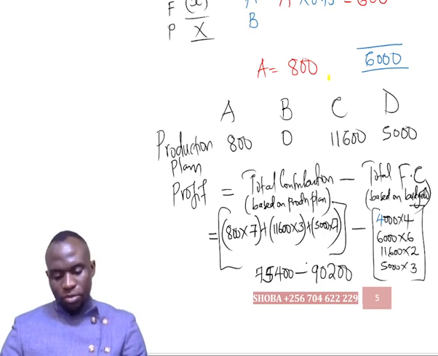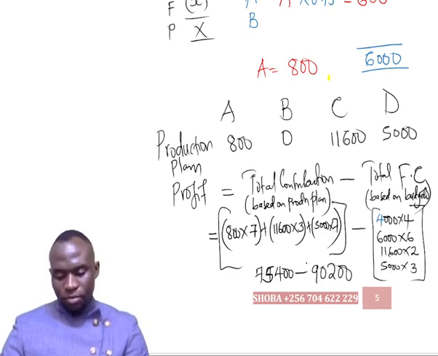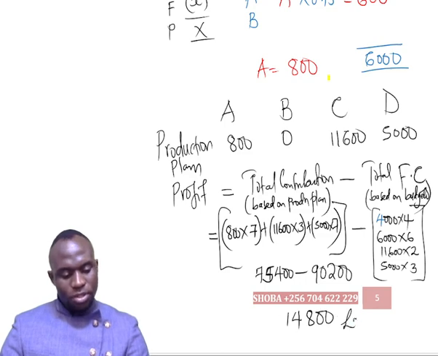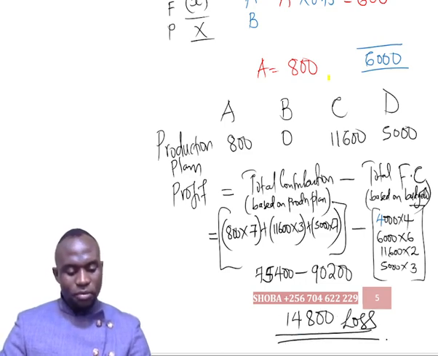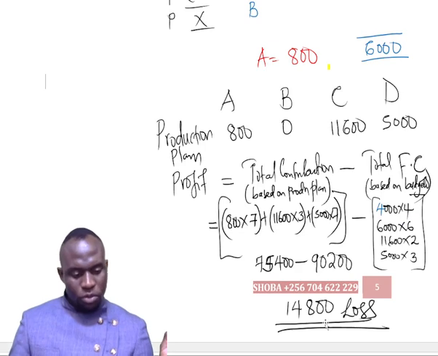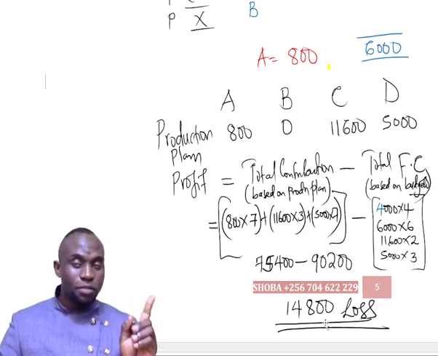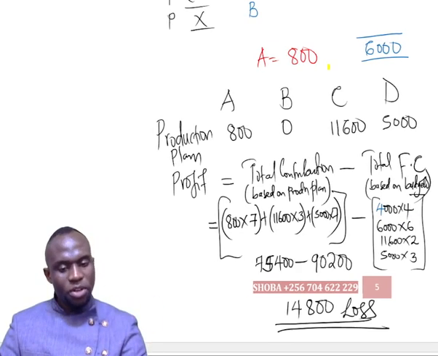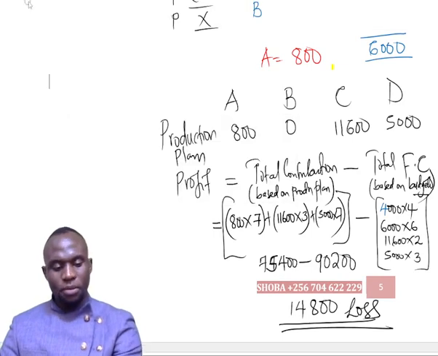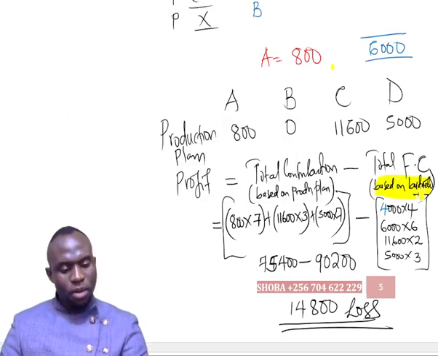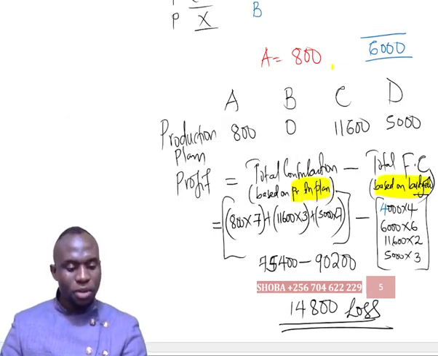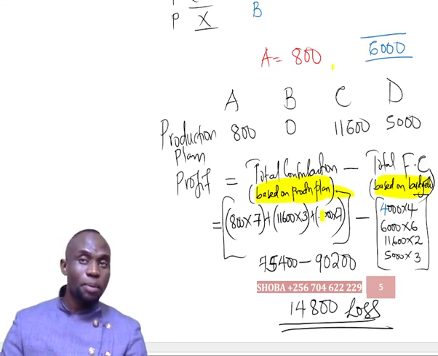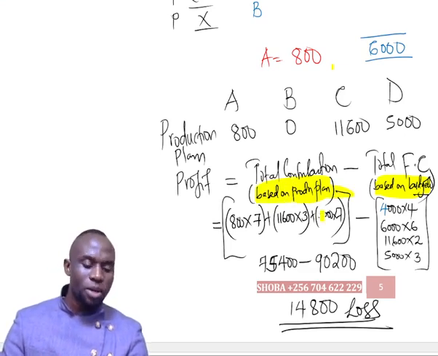9,200. So if we subtract, we get a loss of 14,800. So this is the loss. So take note of this. Fixed cost is calculated according to the budgeted, but contribution is calculated according to the production plan because it is what we are going to sell.